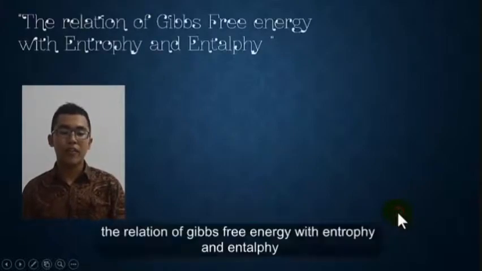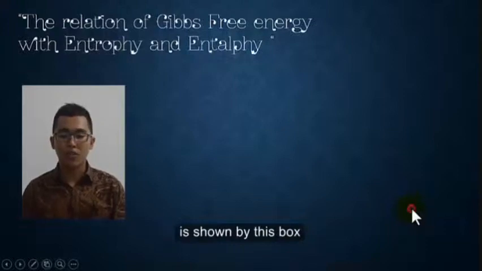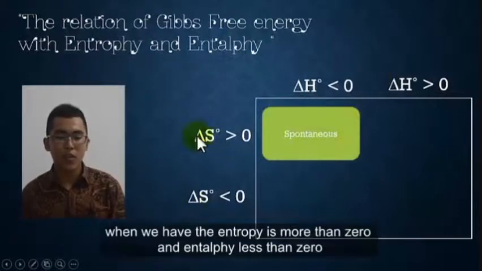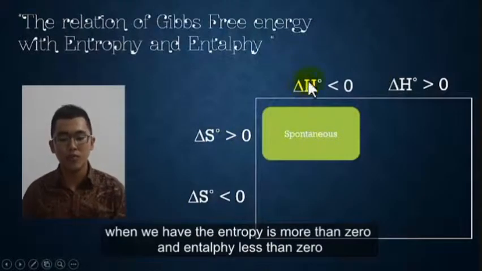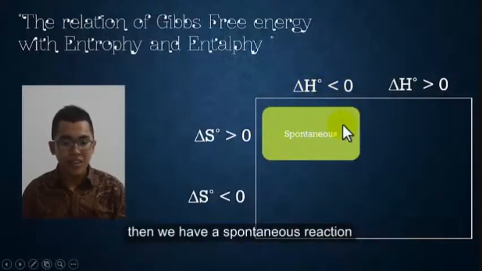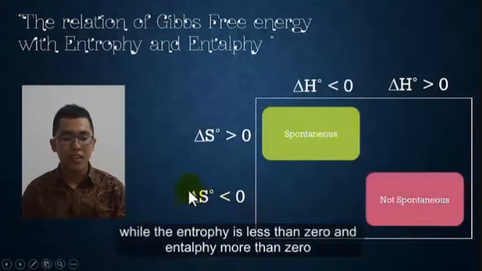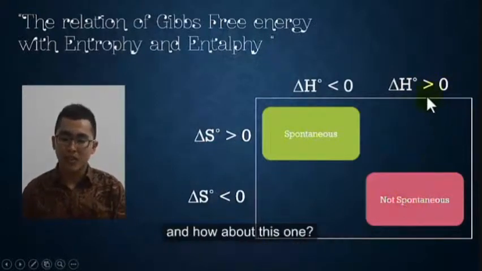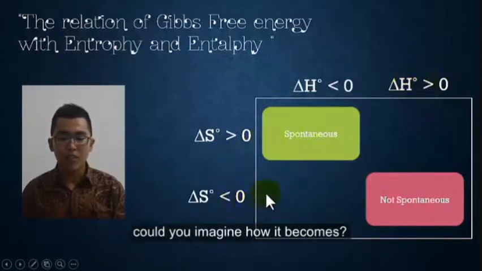The relation of Gibbs free energy with enthalpy and entropy is shown by these blocks. When we have the entropy more than 0 and enthalpy less than 0, we have a spontaneous reaction. And when the entropy is less than 0 and enthalpy more than 0, the chemical reaction is not spontaneous. And how about this one? The entropy is less than 0 and enthalpy more than 0.